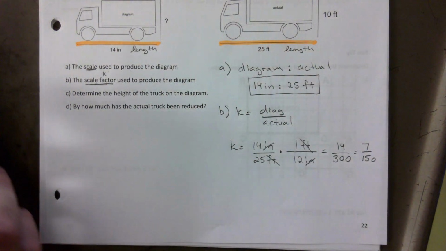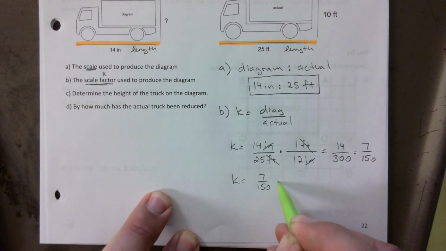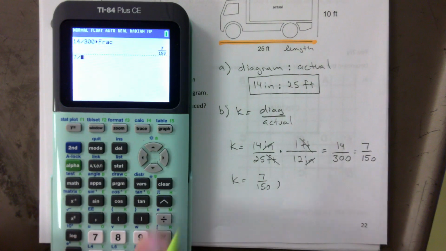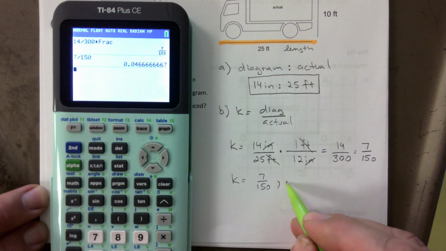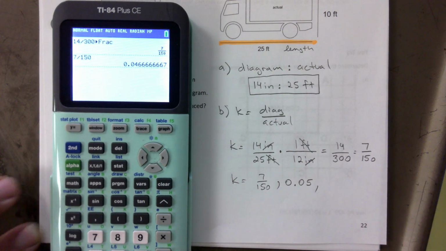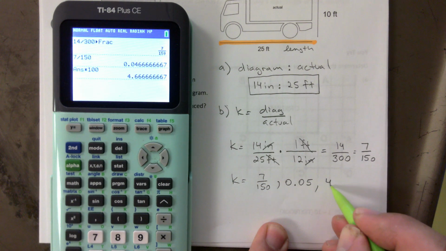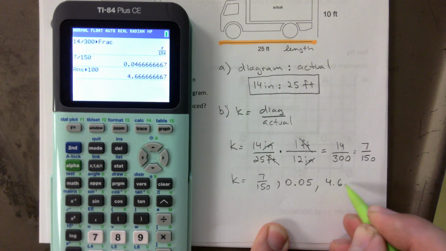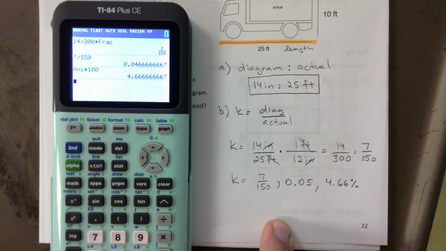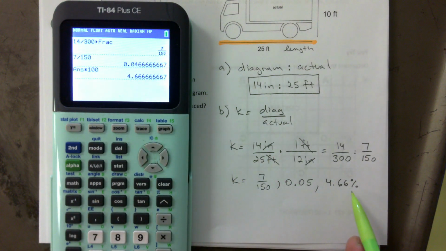Does it ask me to give it as a decimal? It doesn't. But I'm going to do this anyways. So 7 over 150, let's figure out what that is as a decimal. 0.0, I'm going to go 5. If I round that to 2 decimals, that's what you get. And then I'm going to multiply this by 100. As a percentage, this would be 4.66%. Not 5%, 4.66, because it's based on what is on my calculator. I rounded to 2 decimals there.